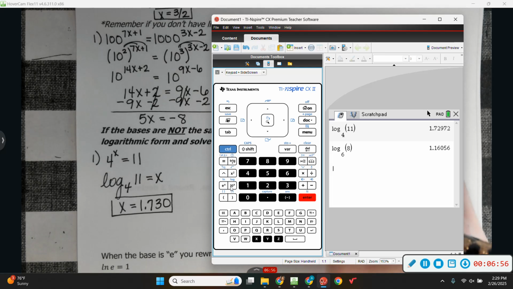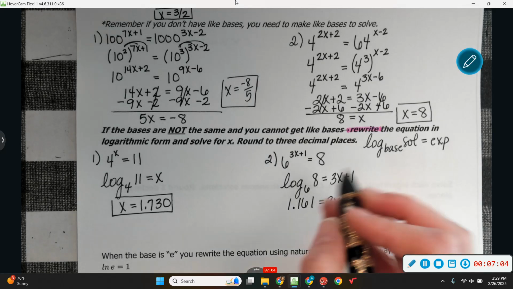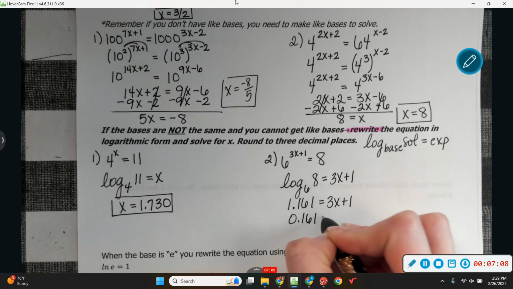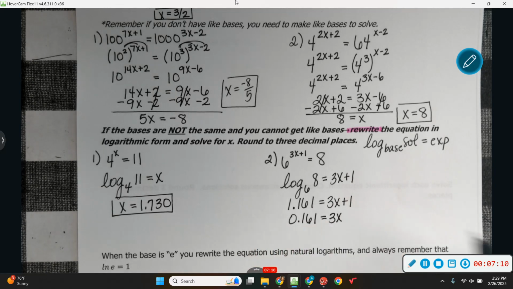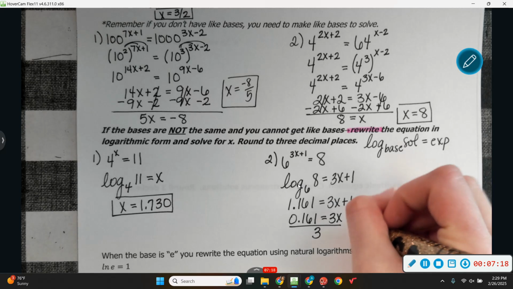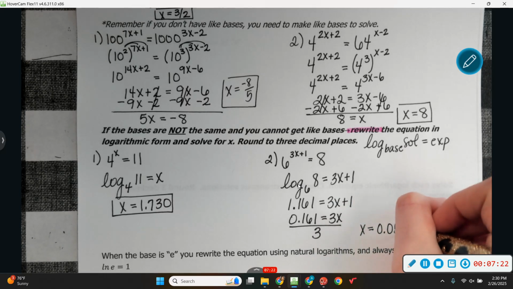1.161 equal to 3x plus 1. So then from there I can subtract my 1. 1.161 minus 1 is just 0.161, and that is equal to 3x. Then I can divide both sides by 3. So that divided by 3 is going to leave me with x equals 0.054.